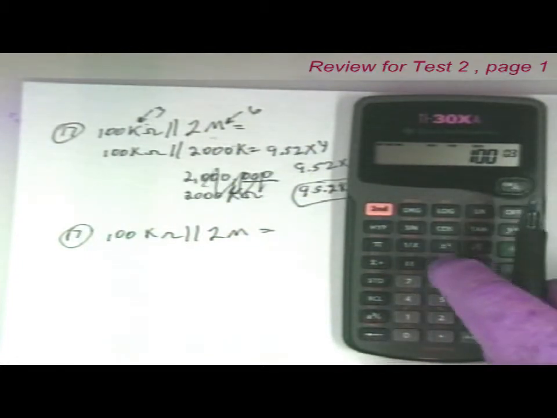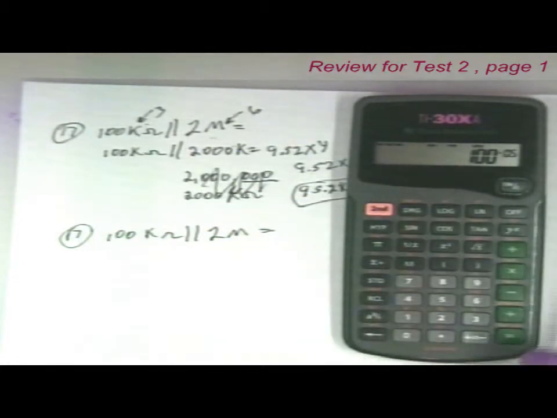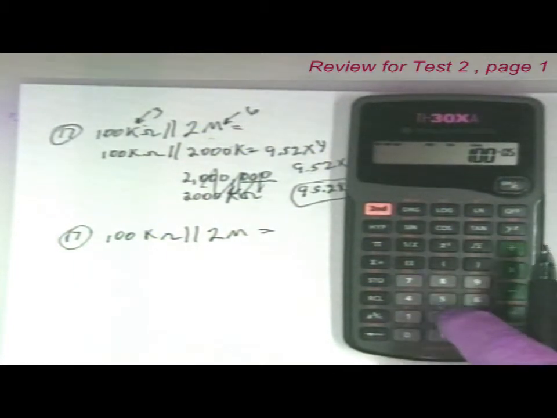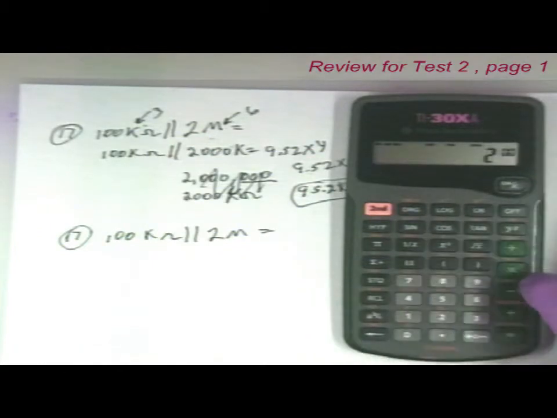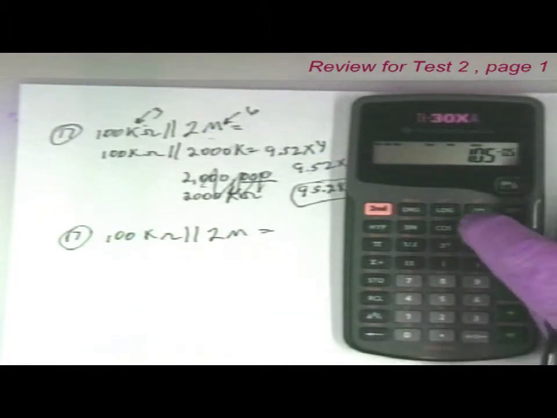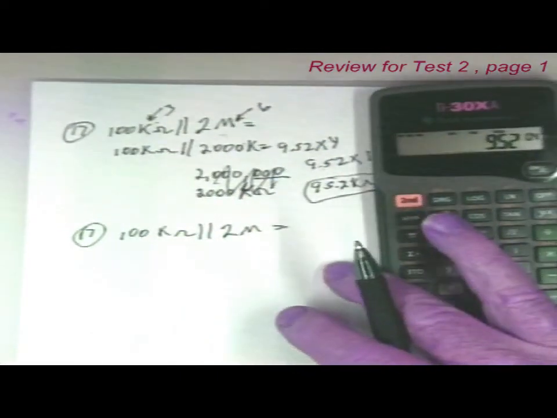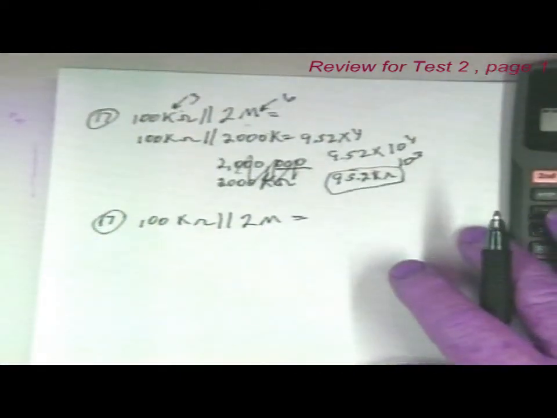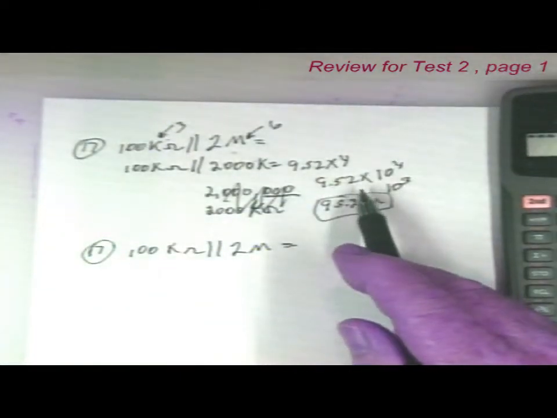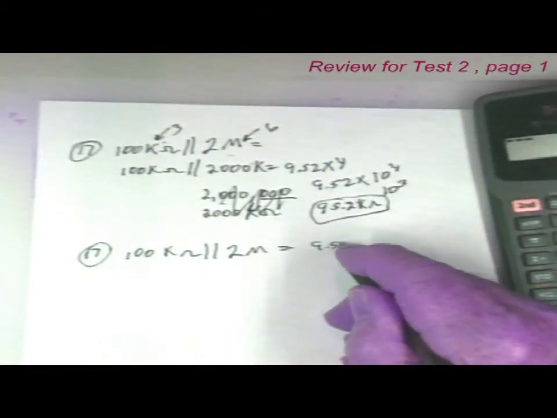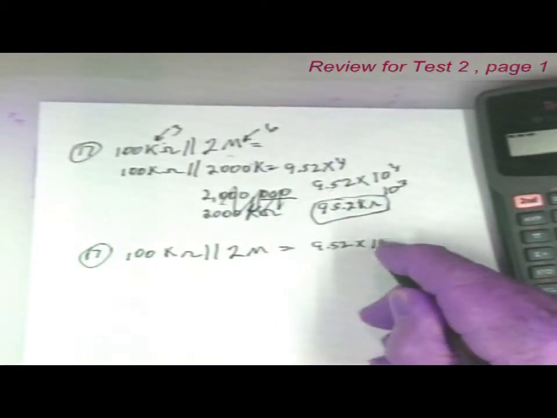And then what do? Reciprocal. And then plus 2 meg, which is 2, double E 6. Reciprocal equals, then we take the reciprocal again. And I come up with 9.52 times 10 to the fourth. And that's exactly what we got before. And here's what we did. We had 9.52 times 10 to the fourth.